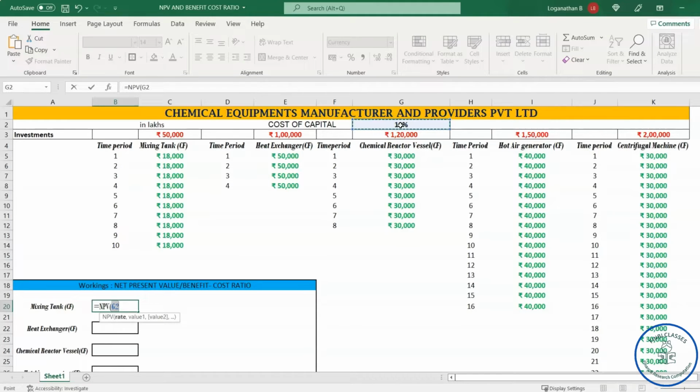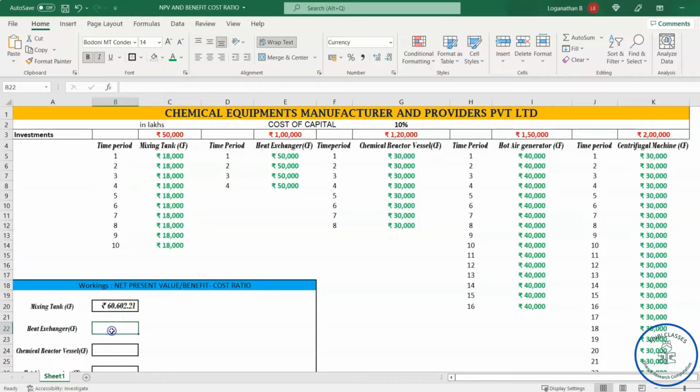It is in cell G2, comma, and you have to select the cash inflows for the mixing tank. We have the cash inflows from cell C5 to C14, so I will select this, then close the bracket and minus the investment that they are going to make, right? So 50,000 is the investment. I press enter, and you get the value of 60,602, which is the positive NPV they are getting.